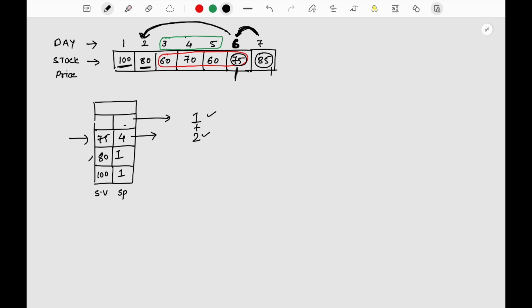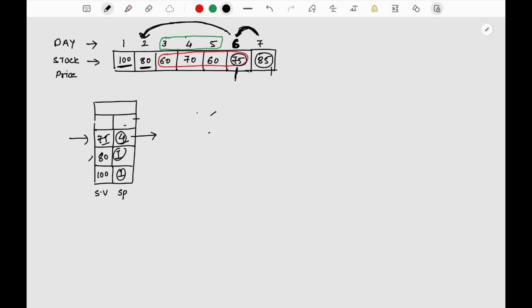So these values we will push in the stack. And also we should notice that whatever values we are pushing, we have two values, stock value and the span. Once the value is pushed in the stack, we should return this value, 4, 1, and 1, right? So that will be our answer basically.